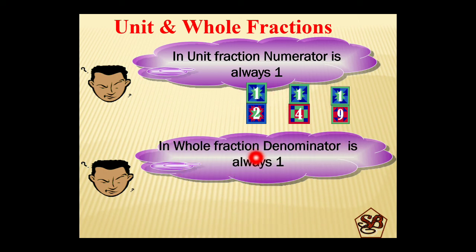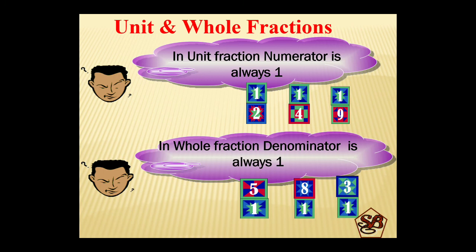In a whole fraction, the denominator is always 1. 5 by 1, 8 by 1, 3 by 1. In all these cases, you see that the denominator is 1. So these are the whole fractions.